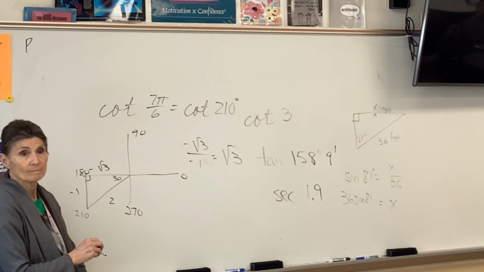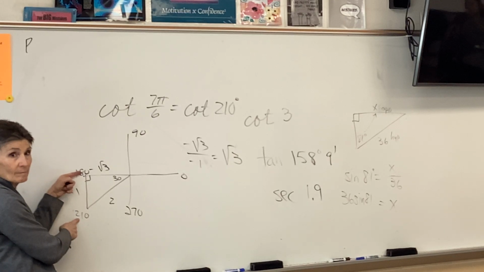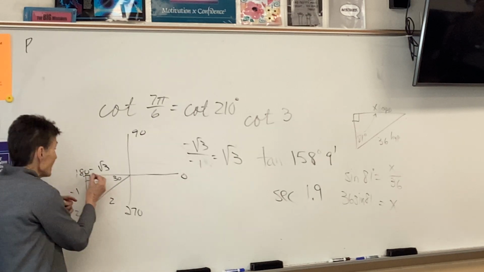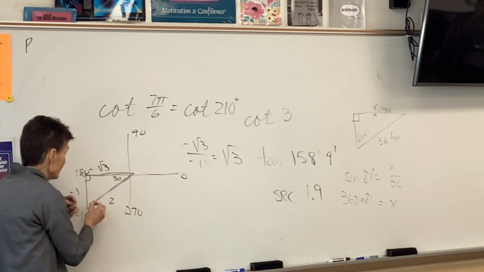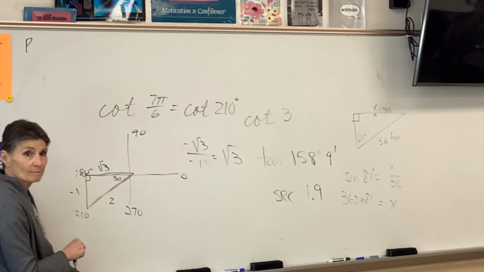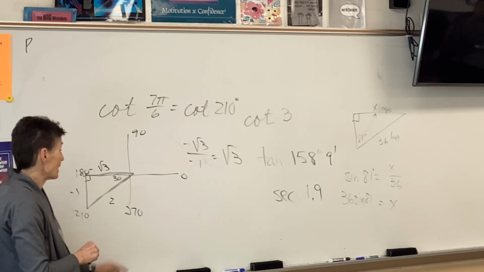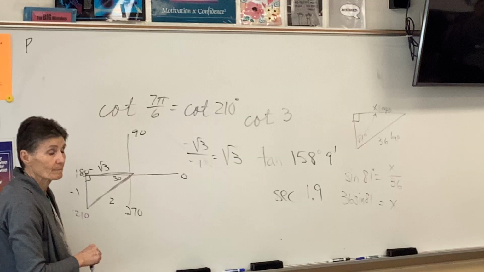How do you know it was 30? 180 to 210. That angle right there is the one you want, and it's formed by the 180 line and the 210 line. Right? Okay. Yeah, that's big. You gotta get the right angle.